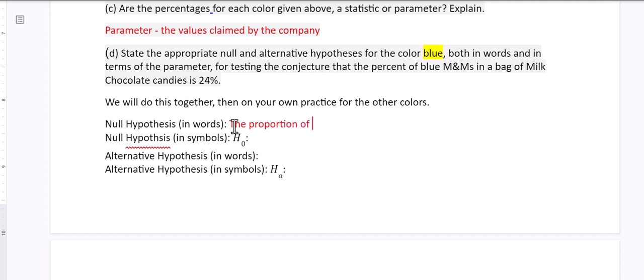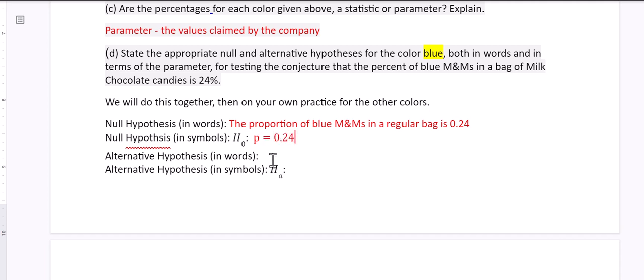The proportion of blue M&Ms in a regular bag of candies is 24%. Actually, I won't say 24%, we will say 0.24, because we're talking about the proportion, not the percent. And how do we say that in symbols? In symbols, we're going to say the proportion of blue M&Ms. The null hypothesis always refers to the population. So we're going to say P equals 0.24.